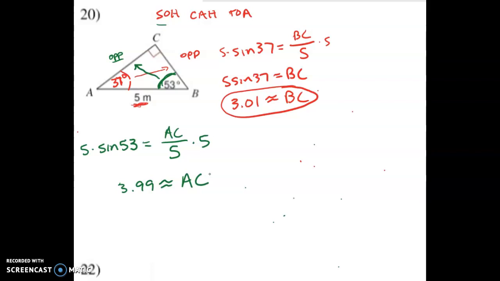So interestingly, this is about 3.01. This is about 3.99. Remember with the rounding, it changes.